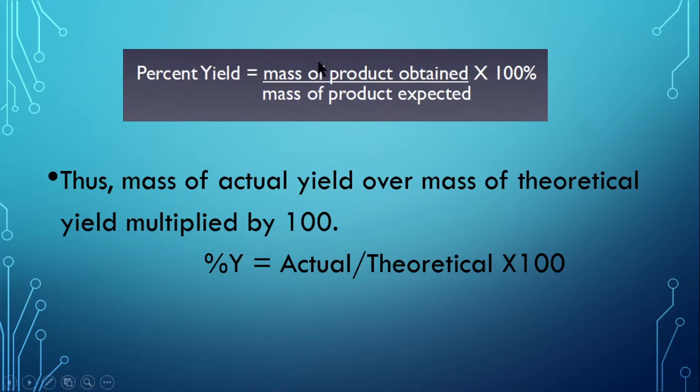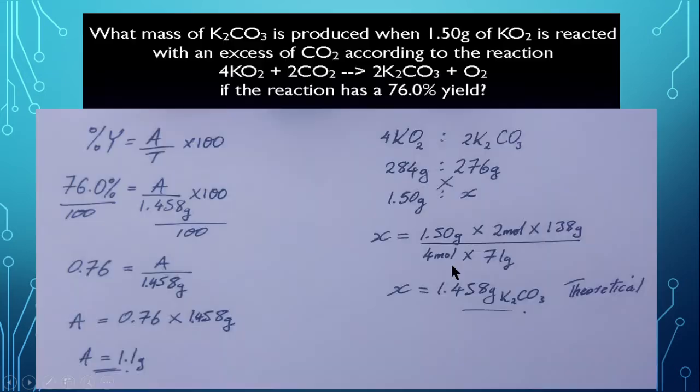Percentage yield, the formula is there. Mass of product obtained over mass of product expected times 100. Thus, mass of actual yield over mass of theoretical yield times 100. The other way of writing it would be like this. Percentage yield is equal to actual yield over theoretical yield times 100.